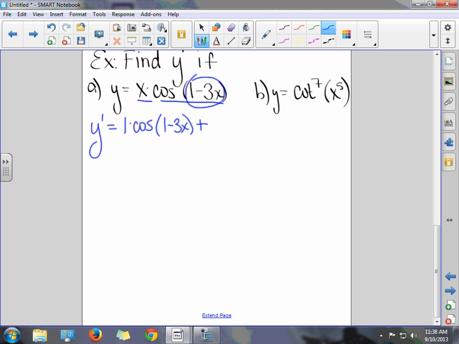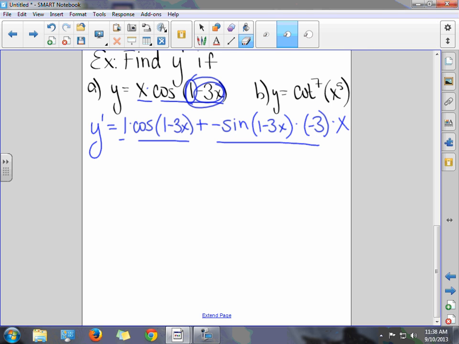So let's think about this. It's going to be negative sine of 1 minus 3x. That's the derivative of the outside times the derivative of the inside. The derivative of 1 is just 0. The derivative of negative 3x is negative 3. And then I can't forget to multiply by the first part, right? Derivative of the first times the second plus the derivative of the second times the first. So I can't forget about that x right there.